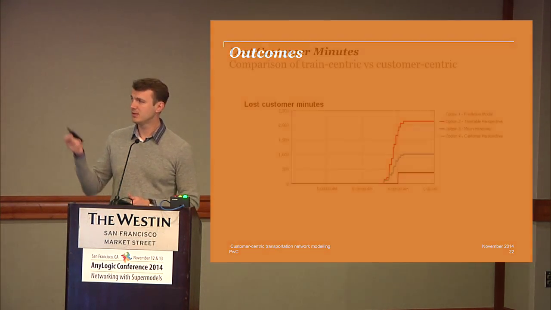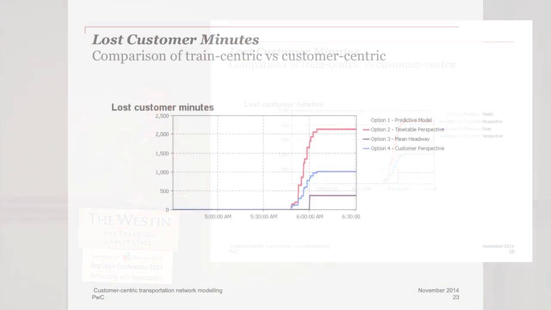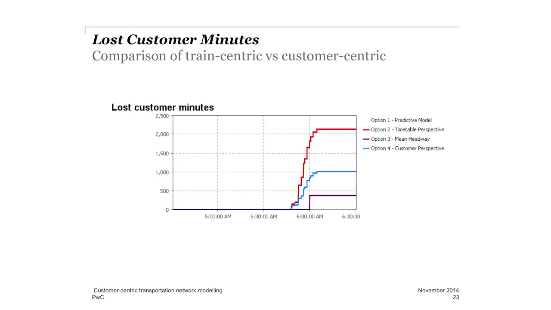So what we ended up with is this graph. This graph shows 3 ways to calculate lost customer minutes. The top one is the timetable deviation. The bottom one is what's called the mean headline calculation. And they're both train-oriented. You can see that one of them takes the worst case scenario. It's very bad, makes the outputs look kind of bad.